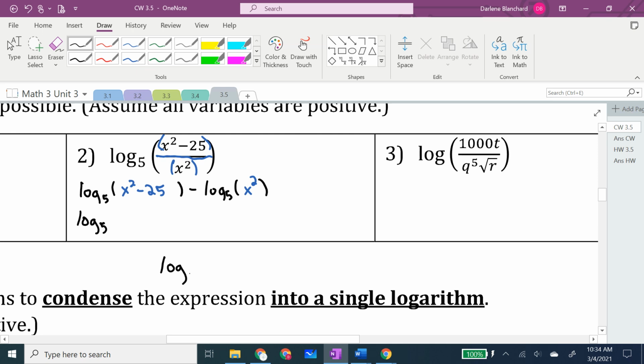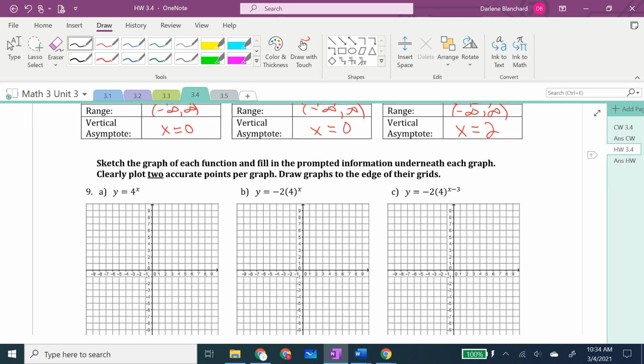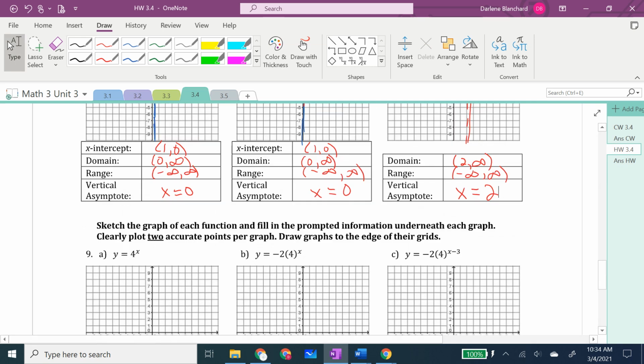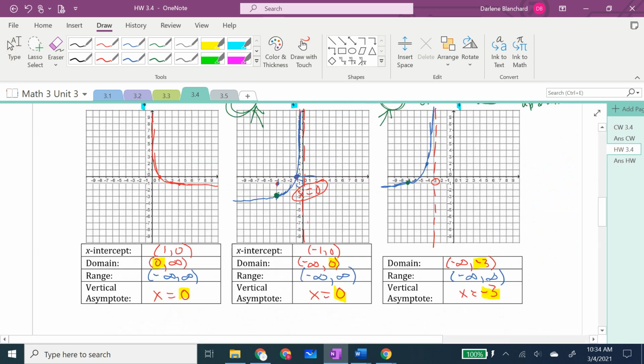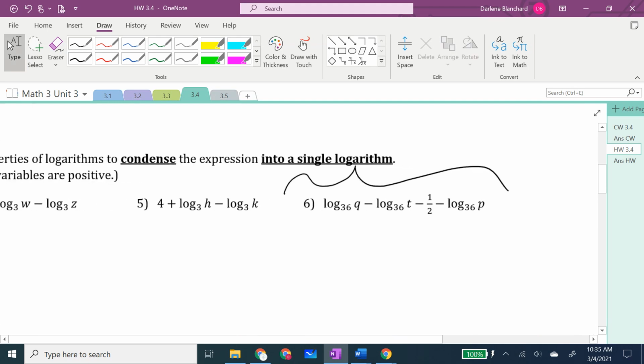Here, let me read you off an example, because it's on the homework, but it wasn't on the classwork yesterday. No, yesterday's homework, because it was just condensing. It was question number 6 for homework 3. That is actually really, really valuable to take a look at.